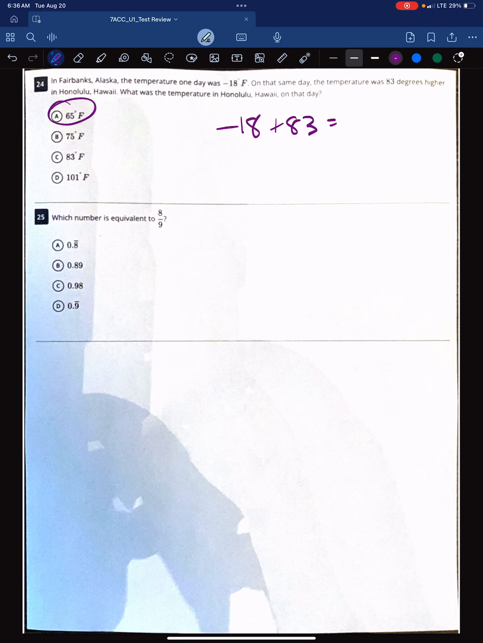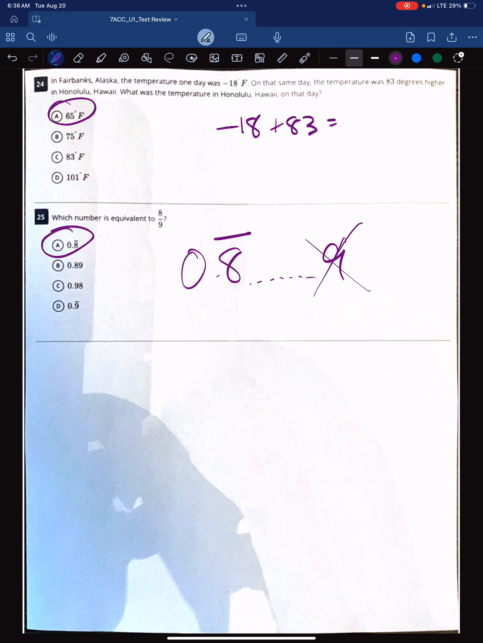Okay. Last one, number 25. Which number is equivalent to 8 over 9? Again, I'm going to put that in the calculator. 8 divided by 9, which is going to be... Okay, now the calculator is going to give you something weird. It's going to give you 8, 8, 8, 8, 8, and then at the end it's going to be a 9. That last 9 is totally bogus. The reason the calculator does that is because it rounded up to stop itself from just going with 8s. But this is 0.8 repeating, okay?